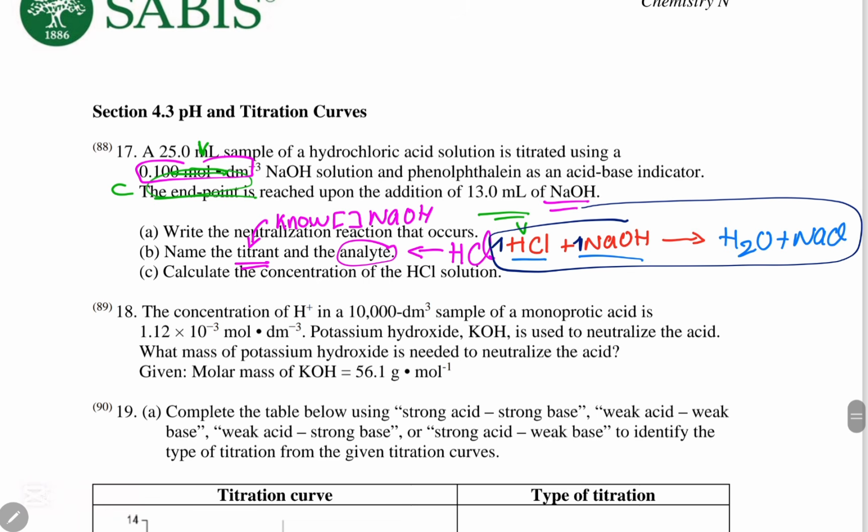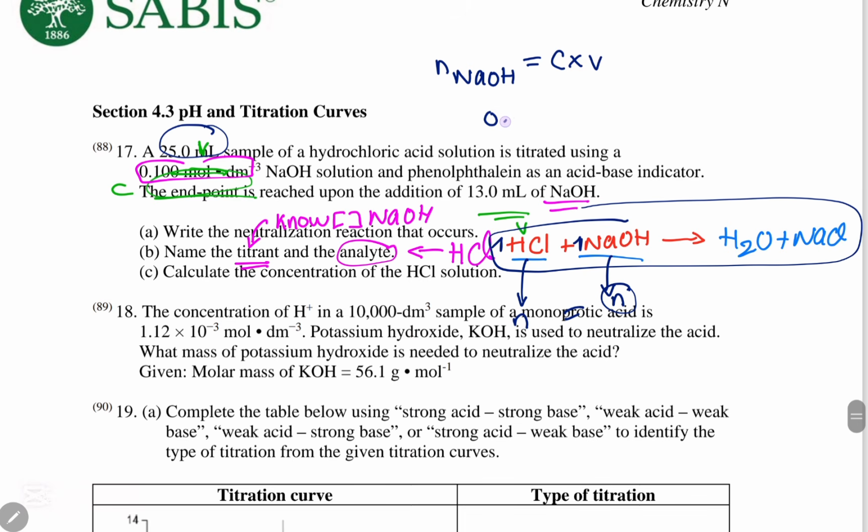So if it's reacting in a 1-to-1 ratio, that means the number of moles that I used for NaOH is equal to the number of moles that are in the HCl. If I found the number of moles of HCl, I'd be able to find the concentration because I am given the volume. So let's start by finding the number of moles of NaOH. The number of moles of NaOH is very easy. It's the concentration times the volume.